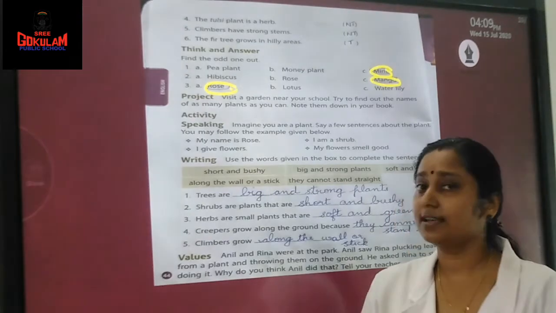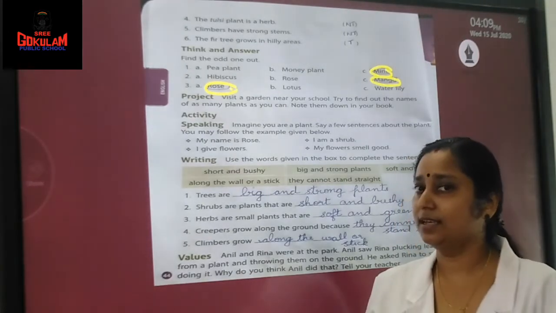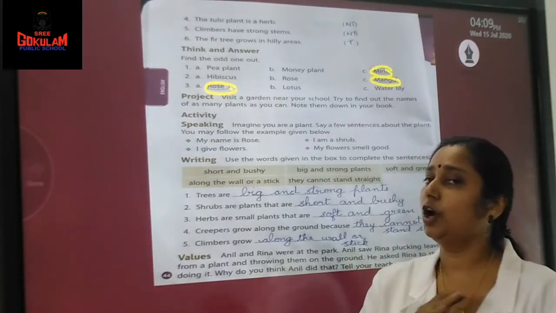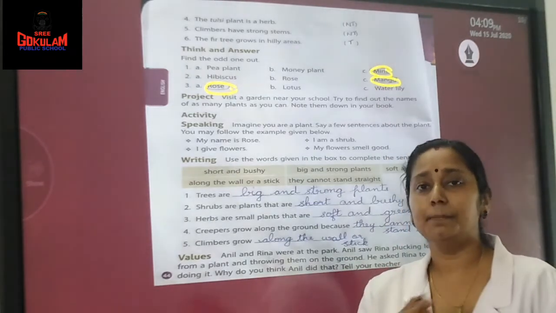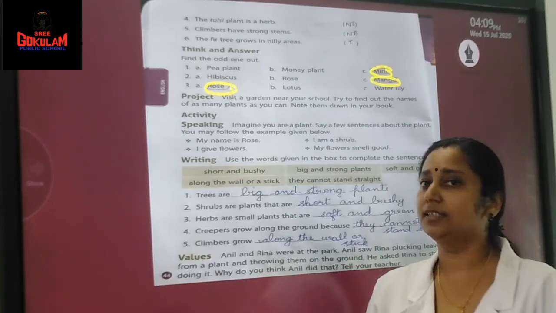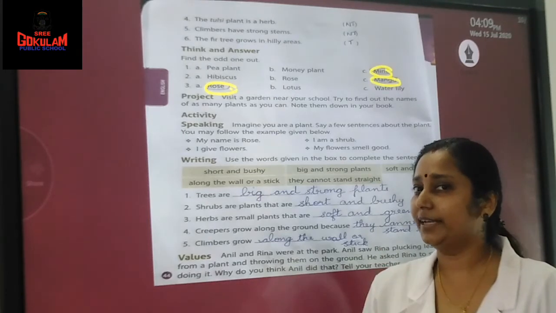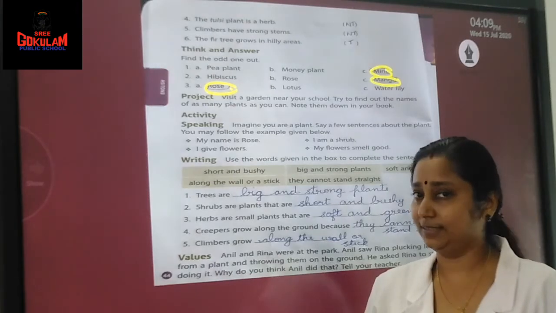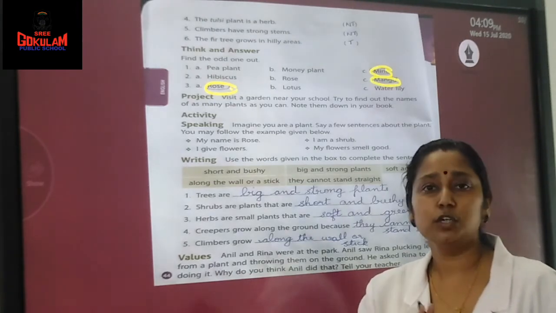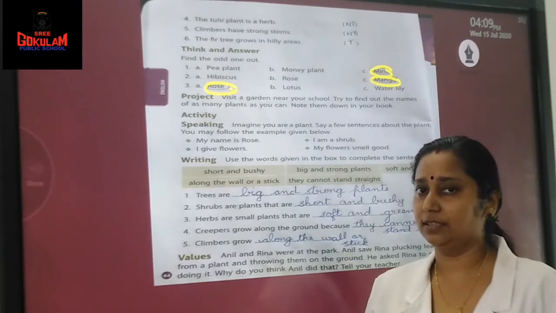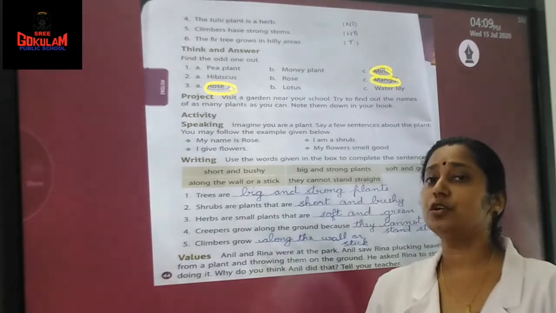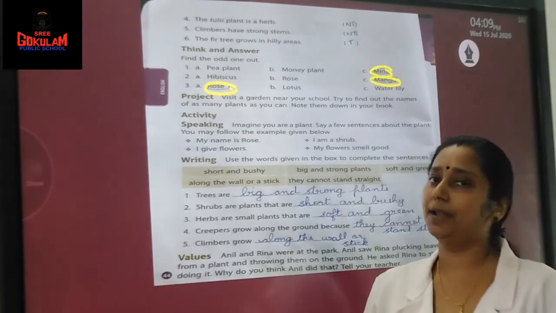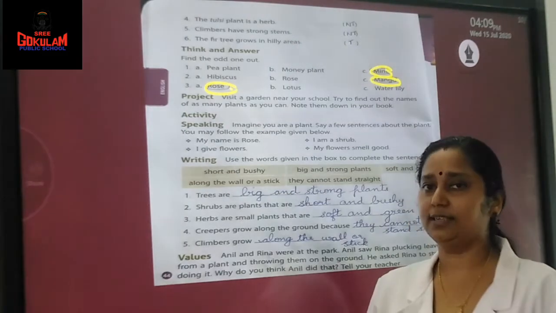You should not cut down trees and you should not destroy plants. Whether it is your house or whether it is a park, you should not cut down trees or plants. That's why Anil told Reena to stop while doing this. He told not to pluck the leaves. Okay? So everyone should follow that. You should not destroy plants. You should not cut down trees.